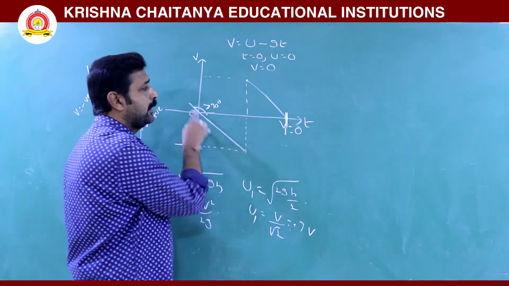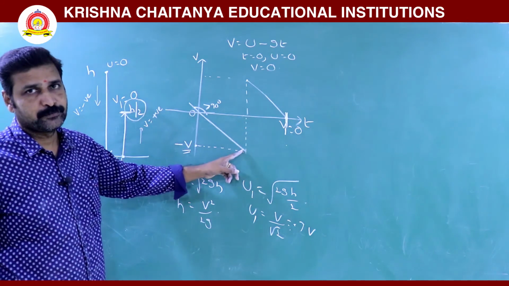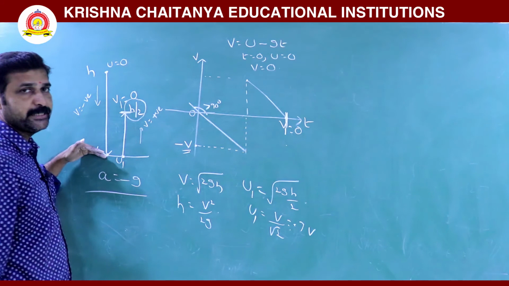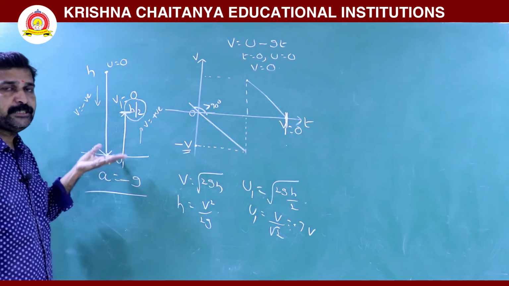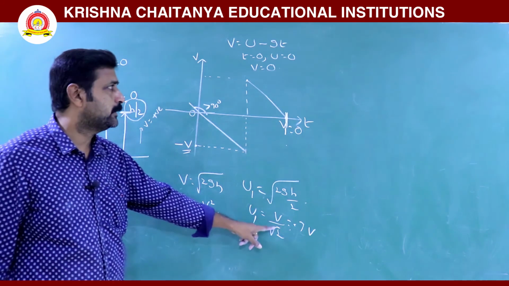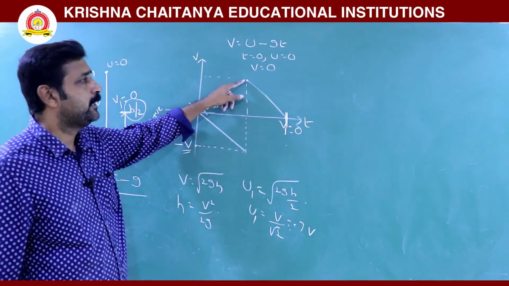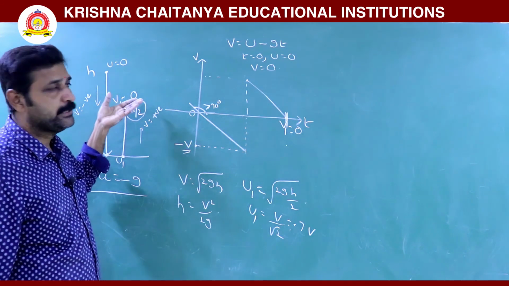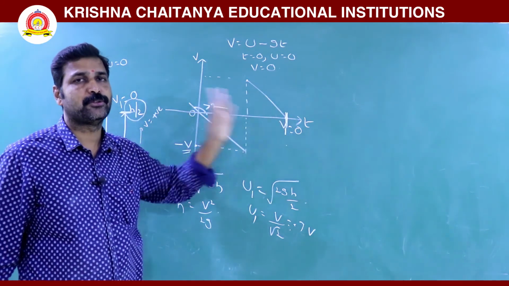Now the graph appears like this. It is a straight line from 0 to the time of descent, when it hits the ground. After that, when it turns opposite and moves upwards, the velocity becomes positive. So u1 is positive, which is 0.7 v. Then, since it is moving in the upward direction, velocity gradually decreases and finally equals 0.